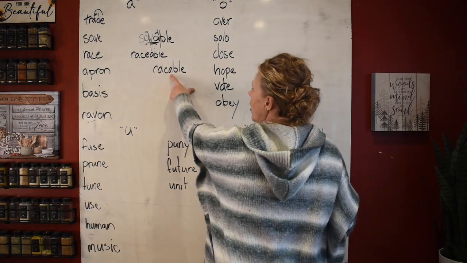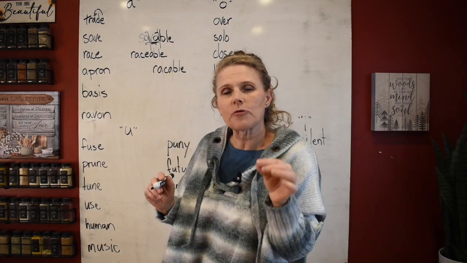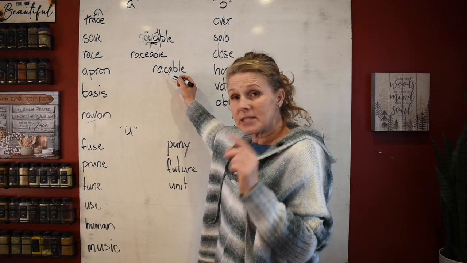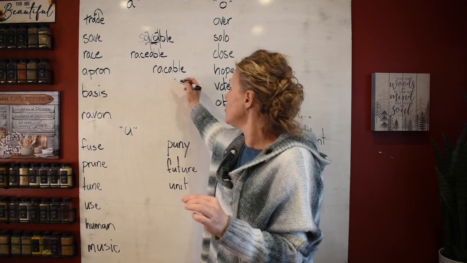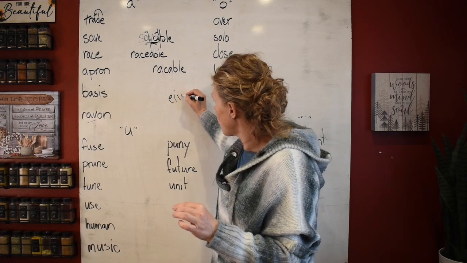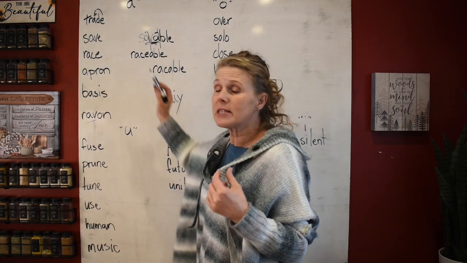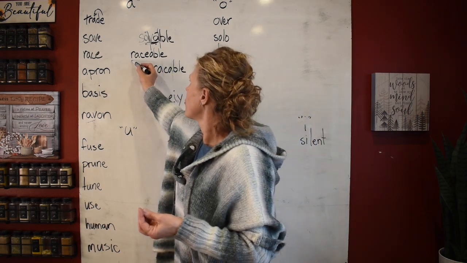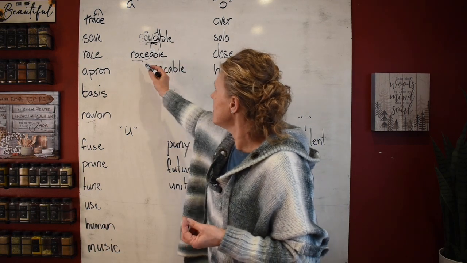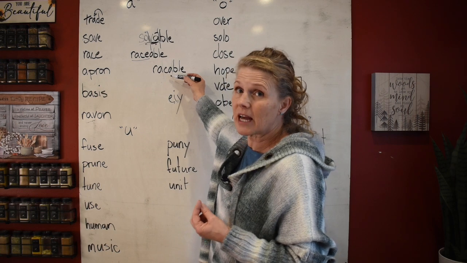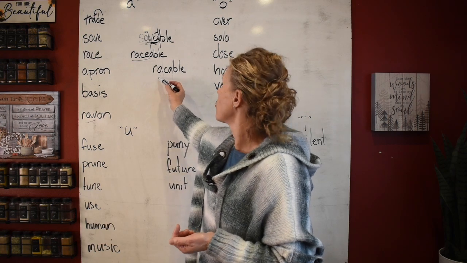But once you have an A here, you have to be really careful with C's and G's, because C's and G's change the sound of their letter when it is followed by an E, I, or a Y. So because it's followed by an E, this is saying S, so it's saying race. And see, when you drop the E and add your vowel suffix here, because it's a vowel suffix that starts with an A, it's saying rake, rakeable.